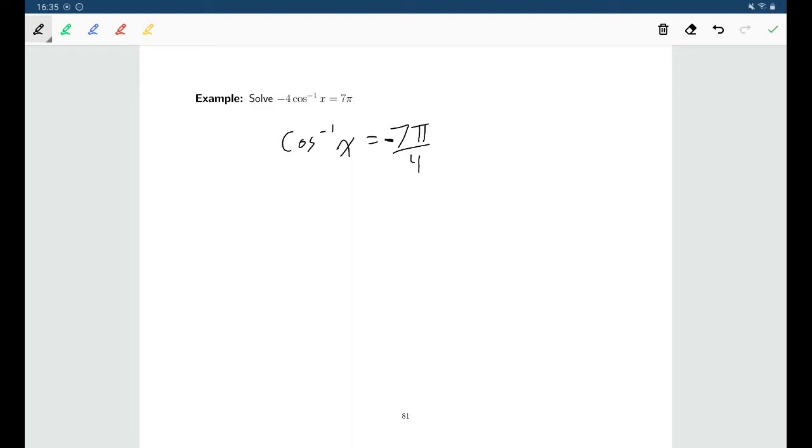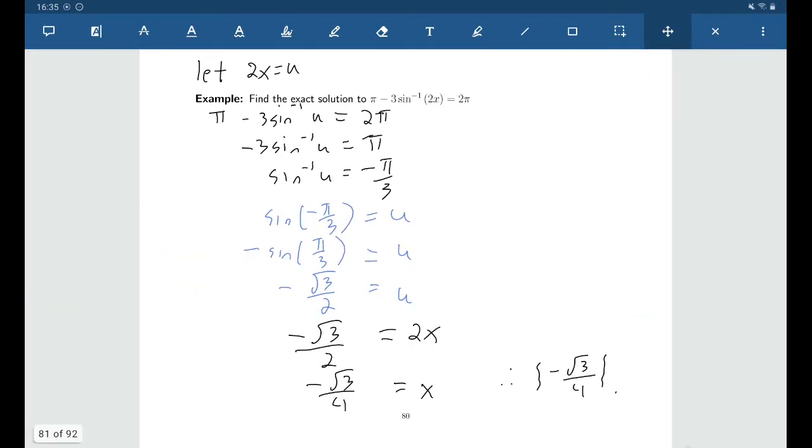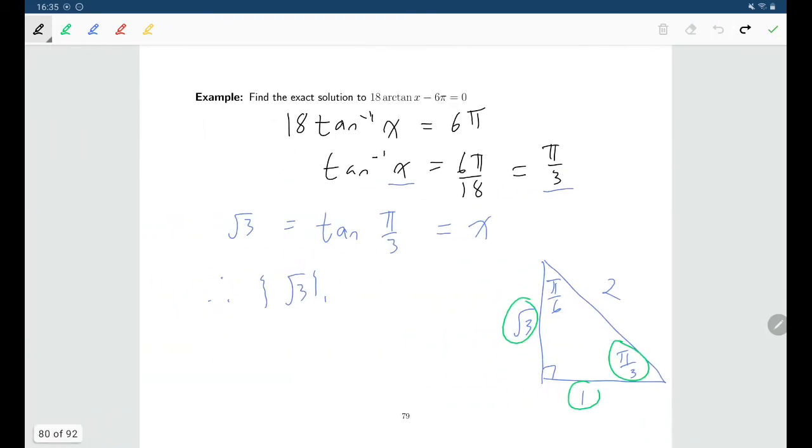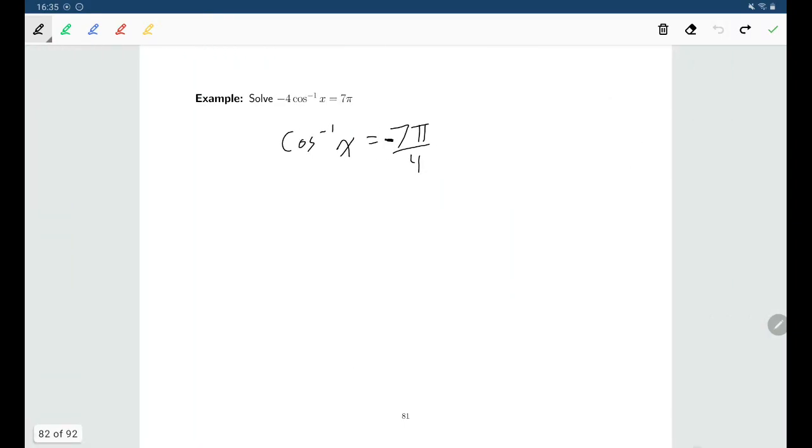Because if you're remembering what I did for the previous two examples, at this stage I said we should stop and think about, is the output of sine inverse, could it be negative pi over 3? Or over here I said, could the output of tangent inverse be pi over 3? So we should be doing the same thing here and thinking, well, could the output of cos inverse be negative 7 pi over 4? And right away, the answer should be no, of course, because cosine inverse has a range from 0 to pi.